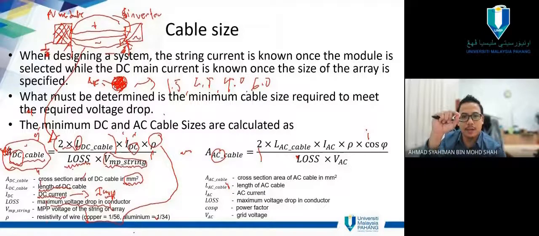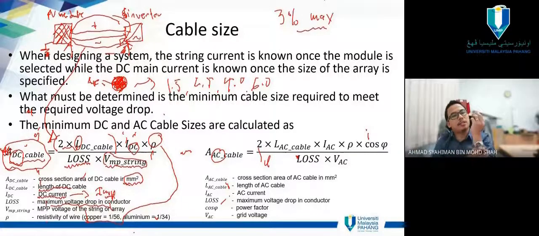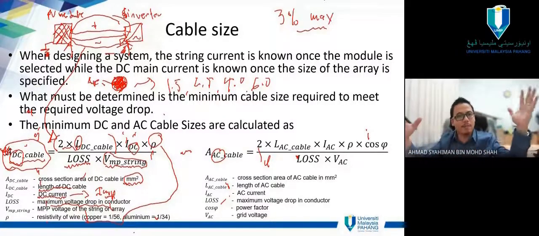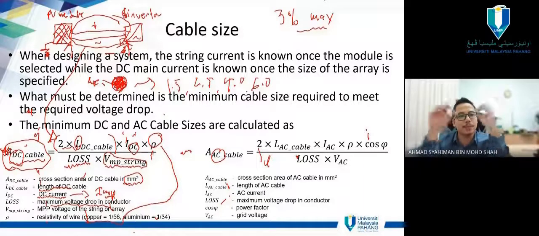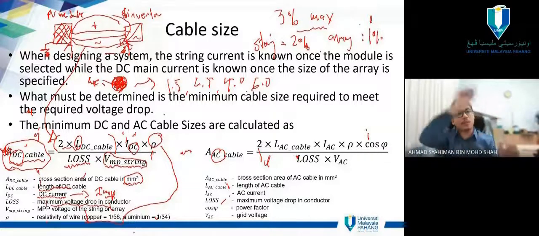Loss tu memang sama juga lah yang kita decide. Like I told you, maximum voltage drop allowable based on MS standard 1837:2015. That one 3% kan? 3% max. So if there's two cables, string and array, the voltage drop in total must be 3%. Contoh, string 2%, array 1%. But the total voltage drop for both string and array cables are 3% max.